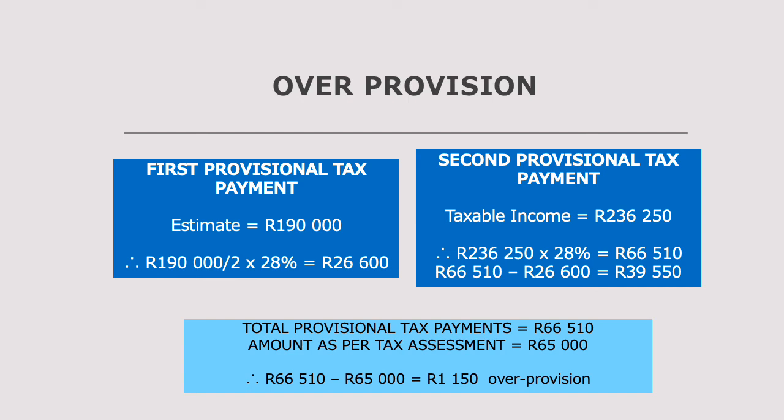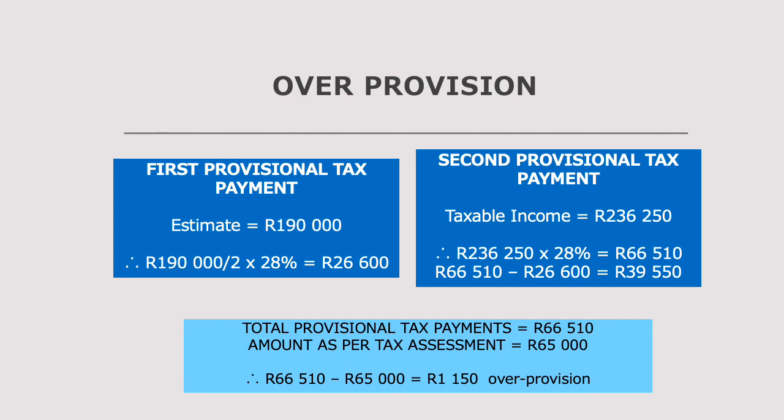236,250 Rand. If we go and multiply that by 28%, we get that we should have made total provisional tax payments amounting to 66,510 Rand. But we've only so far paid 26,600 Rand. That means that our second provisional tax payment needs to be the payment of the difference of 39,550 Rand. That means that during the year, we made total provisional tax payments of 66,510 Rand.